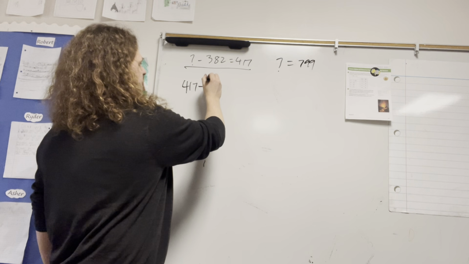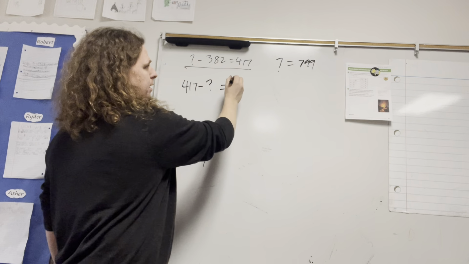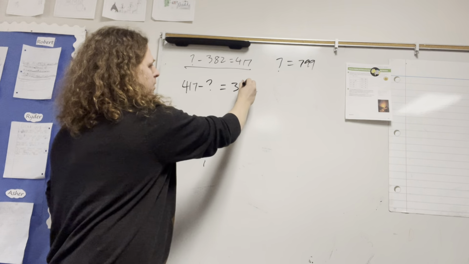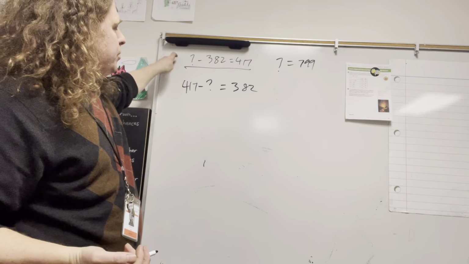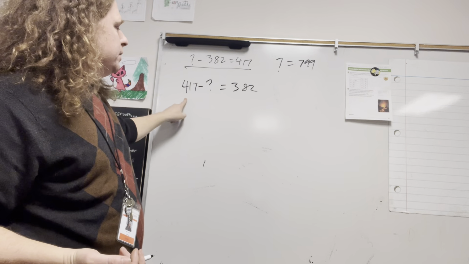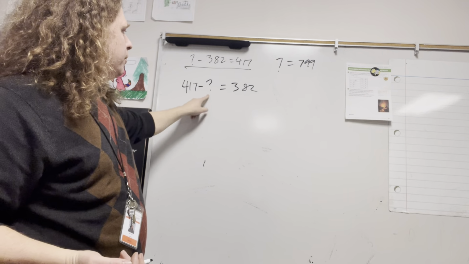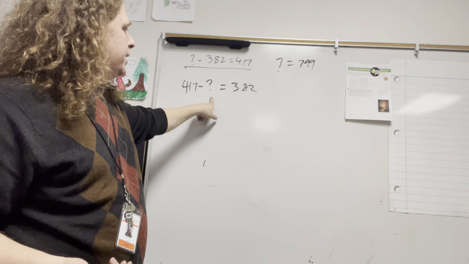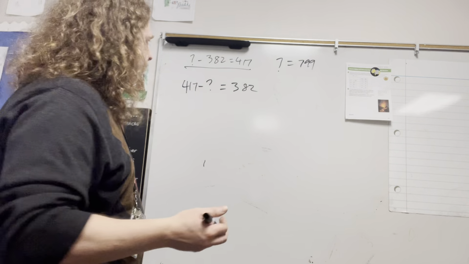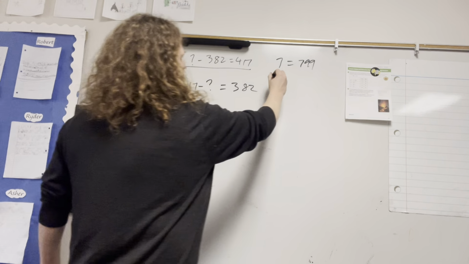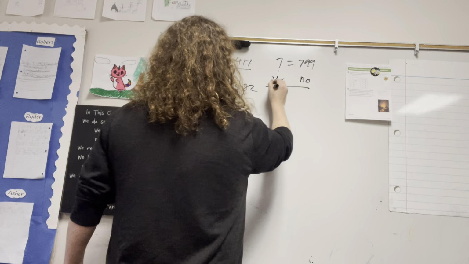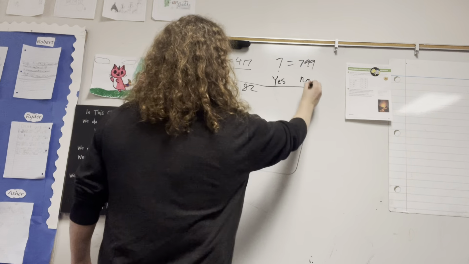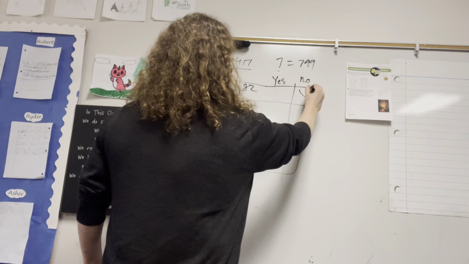So 417 minus something equals 382. That doesn't really make any sense, right? We're looking for something minus 382 equaling 417. So whatever you take from 417 to get to 382 is not relevant. So as far as yes and no goes, that one doesn't make sense.